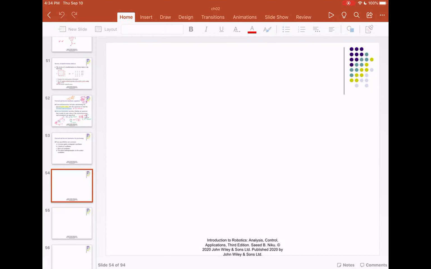So in the last class, we talked about how to do the inverse kinematics. And to do the inverse kinematics, what we need to do is we need to write down the kinematic equations and then try to solve the kinematic equations.